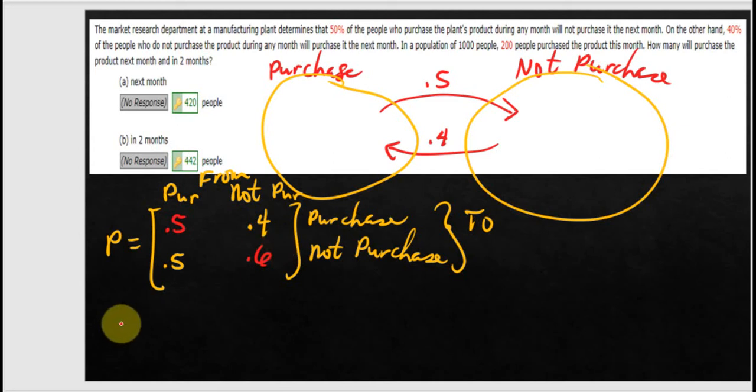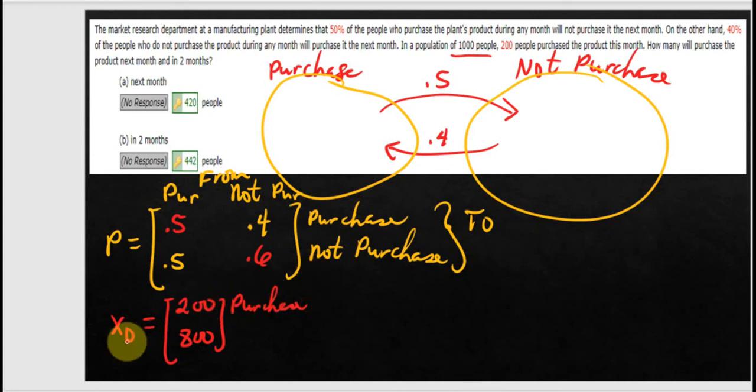Now the other thing we need is the initial state. So let's look at that in terms of how many people. It says in a population of 1,000 people, 200 people purchased the product this month. So within that same month, 800 people did not purchase. This is the first month, remember.